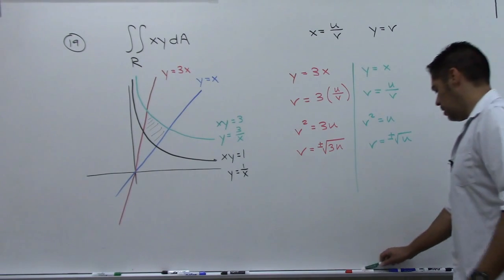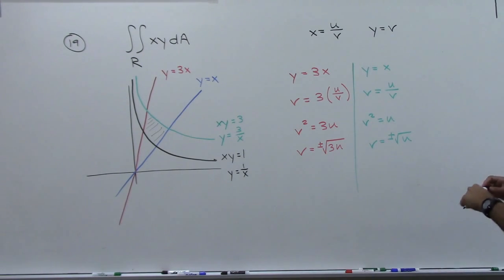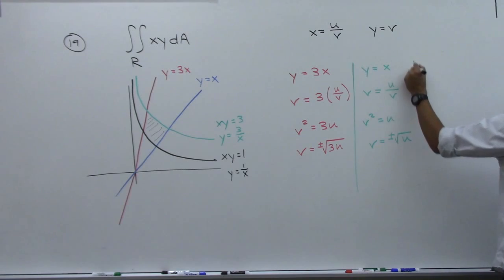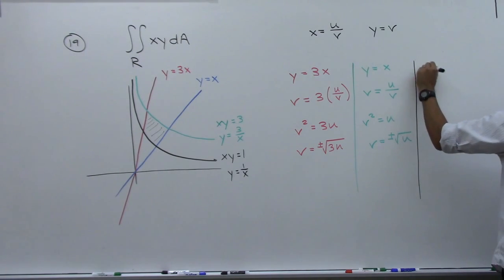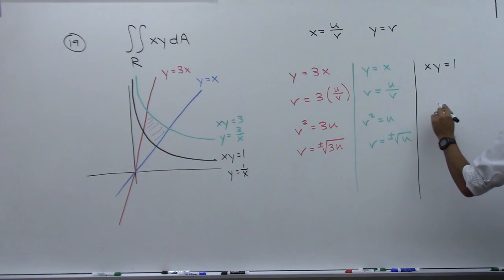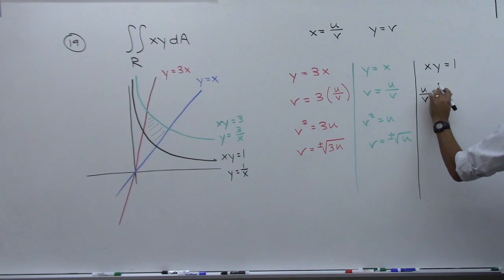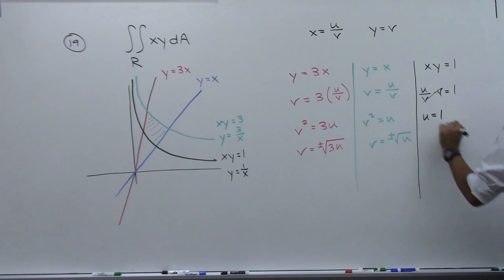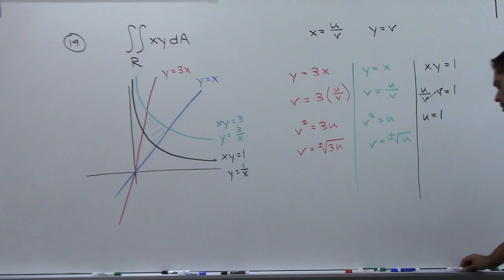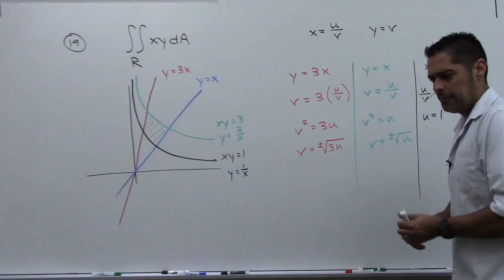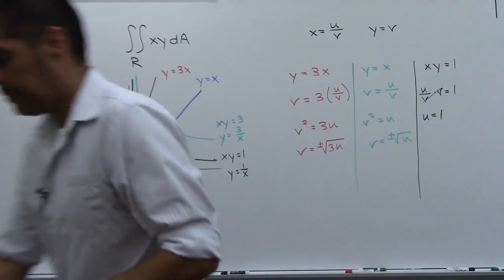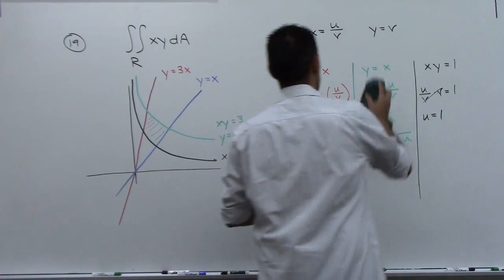Okay, let's see what happens to x, y equals 1. So x is u over v times y, which is v, that's a v, equals 1. The v's cancel, you get u is 1. That's very nice. And then finally, oh, I got my colors wrong. Oops, this was the blue one. Oops, I'll just redo it real quick.